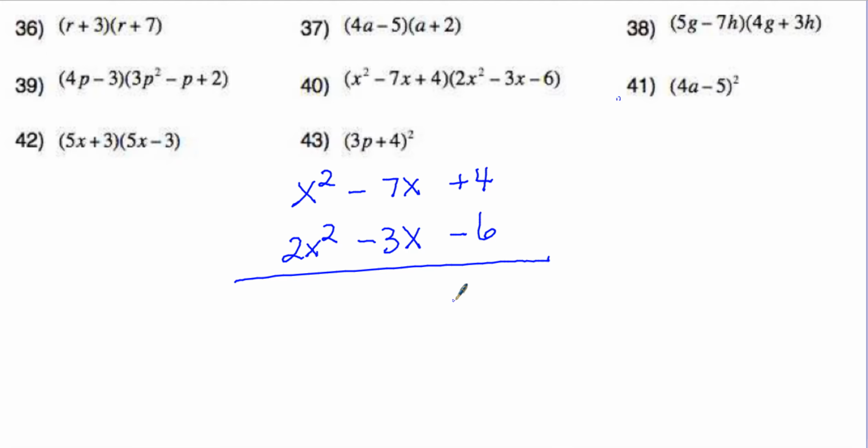So we get negative 6 times 4 is negative 24. 6 times negative 7x is positive 42x. And negative 6 times x squared is negative 6x squared. And I have a placeholder.